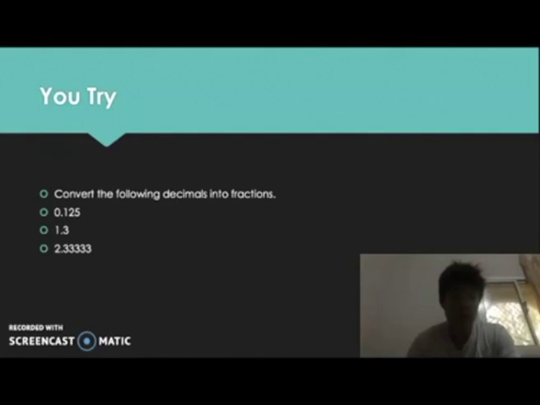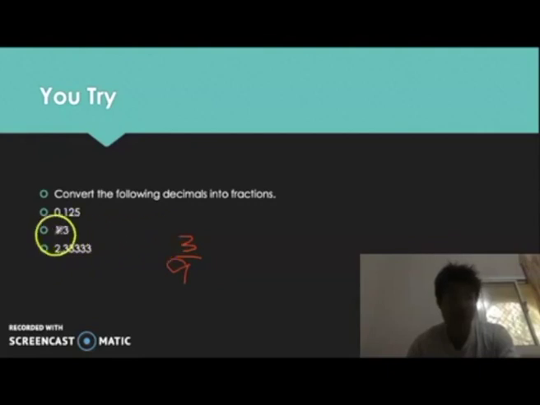Here we have 2.33333 repeating as a decimal. First we want to get rid of the 2. Remember, when we have a recurring or repeating decimal, for example 0.3333, the numerator is the number that's repeating. So it would be 3 over the denominator of 9, right?